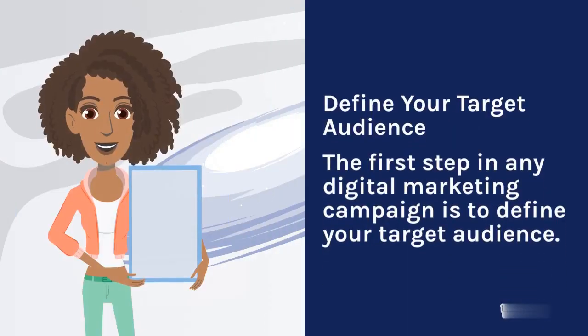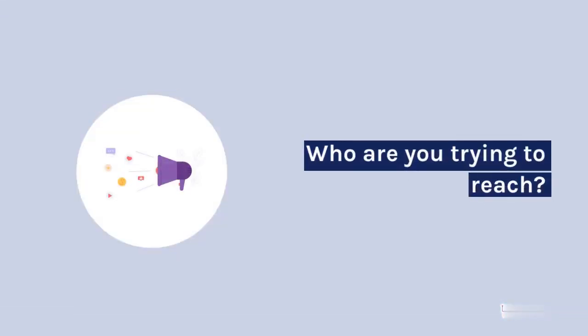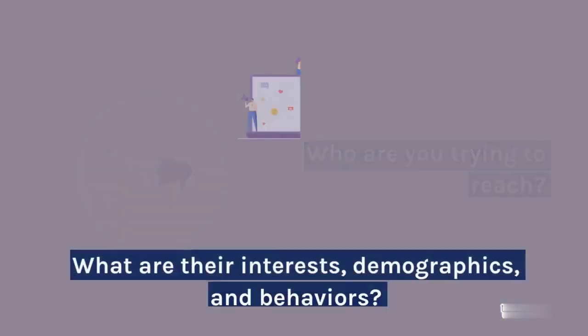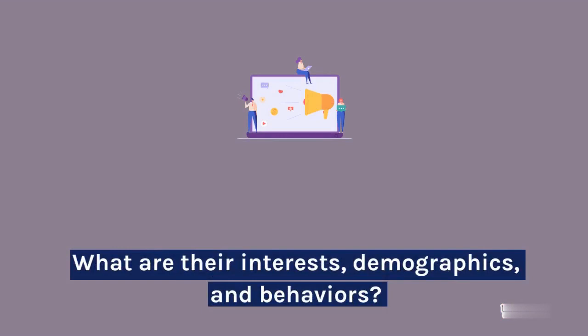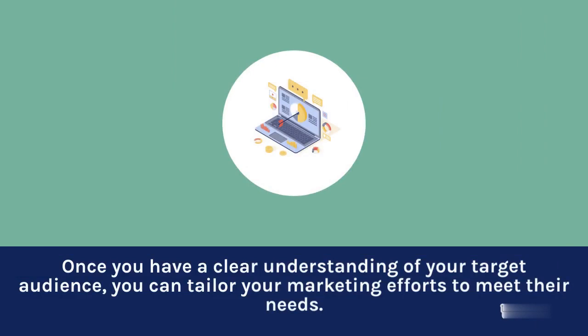Define your target audience. The first step in any digital marketing campaign is to define your target audience. Who are you trying to reach? What are their interests, demographics, and behaviors? Once you have a clear understanding of your target audience, you can tailor your marketing efforts to meet their needs.